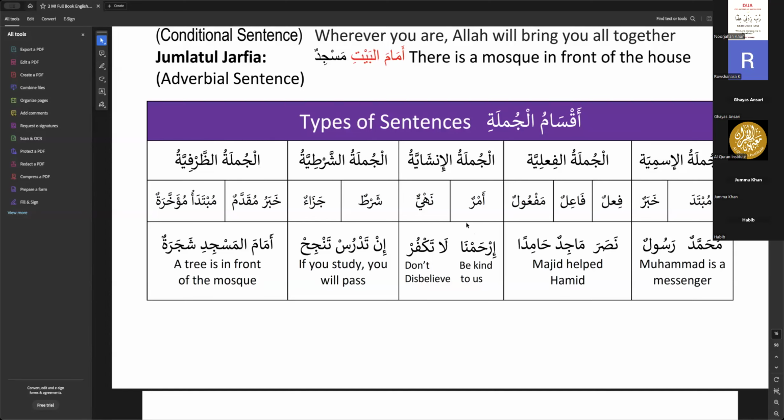Okay? Now then, Al-Jumlatul Inshaya, which is Amr. What does Amr mean? Amr means imperative. Okay? Command. Yeah. So Amr here, Irham la takfur. Be kind to us. Irham la takfur. Don't disbelieve.